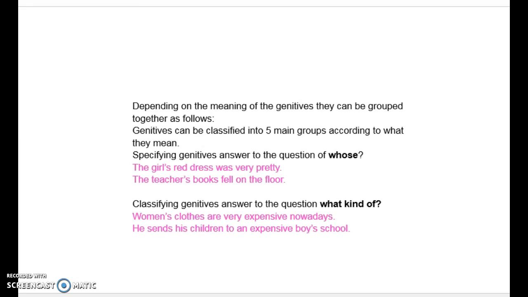With the classifying genitives, they answer the question what kind of. And so here you have women's clothes are very expensive nowadays. And here this is a classifying genitive because it says that clothes that are made especially for women are the ones that are expensive, yes? And in the other one, he sends his children to an expensive boys' school. It means that the school is specially for boys. Those are classifying genitives.